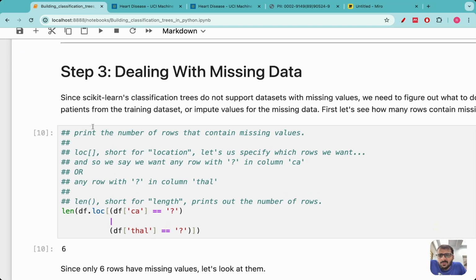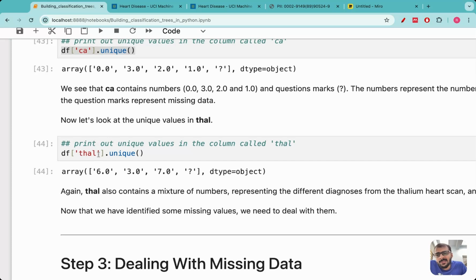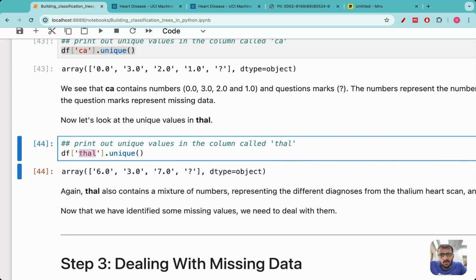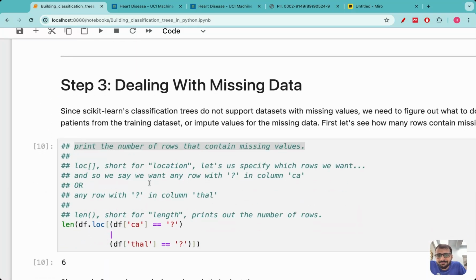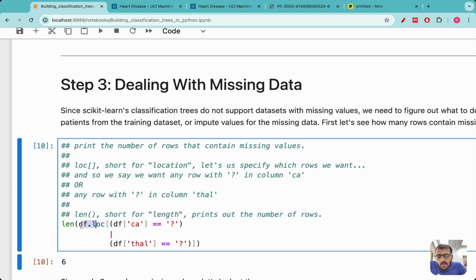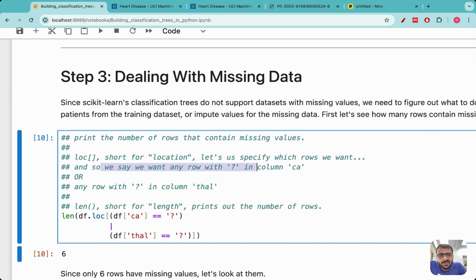So now what we are doing is we are going to print the number of rows which contain missing values, for us to get a sense of how many patients have the CA value and the thallium scan value missing. For how many patients do we have this question mark over here. So what we are going to do here is use df.loc. LOC is short for location. It lets us specify which rows we want. So here we are basically saying give me the total number of rows which have a question mark in the column CA or a question mark in the column thal.